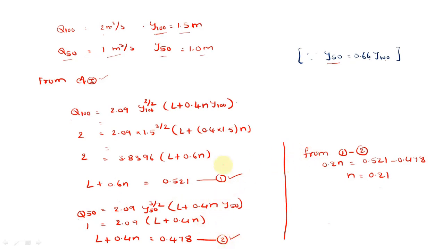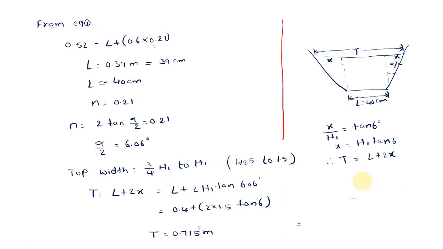By solving equation 1 and 2, I got n as 0.21. Substituting that in one of the equations, equation 1, I got the base width of the notch, that is L, as 39 centimeters. So it is approximately, I will provide 40 centimeters.